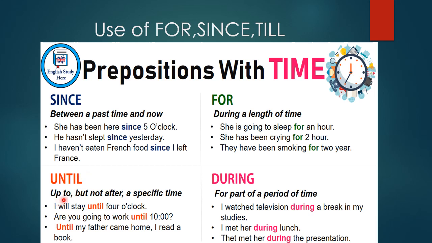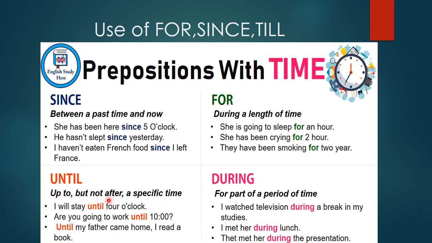Until is used as up to, but not after a specific time. Till and until are one and the same thing. Moving next. I will stay until 4 o'clock. Are you going to work until 10 o'clock? Until my father came home, I read a book. So until is a preposition which is used for a specific time, up to but not after.